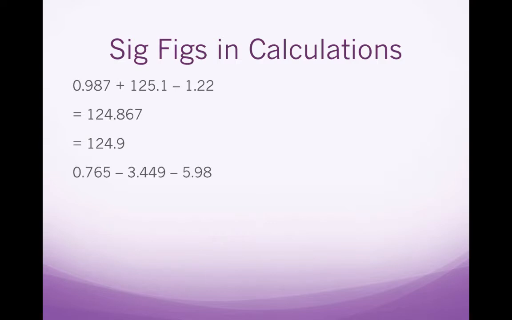Let's look at one more example. 0.765 minus 3.449 minus 5.98. 0.765 has 3 decimal places. 3.449 also has 3 decimal places. But 5.98 has 2, so our answer should have 2 decimal places. So we get negative 8.664. Again, we want 2 decimal places, so we get negative 8.66.